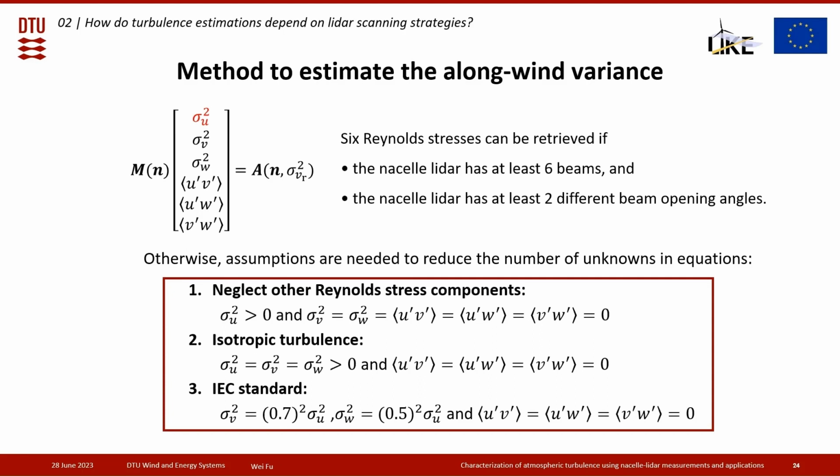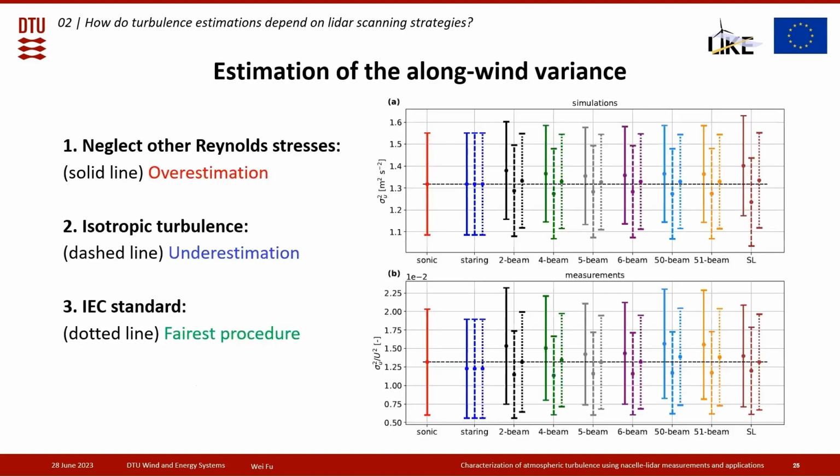The third assumption, we assume that the relations between the three velocity variances have the relation recommended in the IEC standard, and the covariances are zero. We apply these three assumptions to all the LiDARs we considered, both in the simulation and using the measurements. We see the first assumption is shown in the solid lines. The second one is the isotropic turbulence assumption in dashed lines, and the IEC standard assumption in dotted lines.